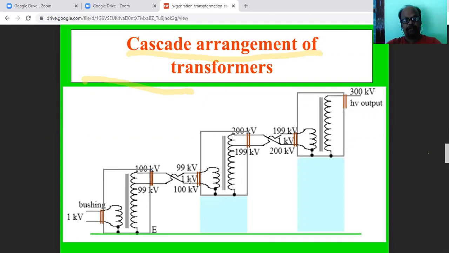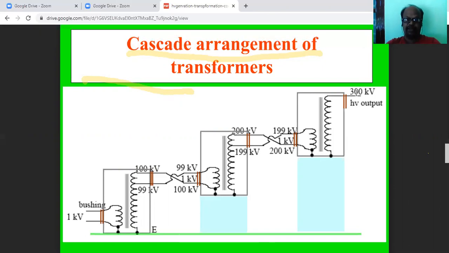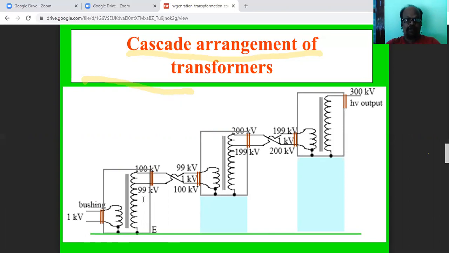That is once again given to another transformer. That is the cascaded arrangement, the second transformer. From that, I can once again step up to 200 or 199 kV. Then once again I can get 300 kV. So from a 1 kV supply, I can step up to 300 kV using a cascade arrangement of transformers. In this arrangement three transformers are used, so the secondary output of one transformer will be the primary input of another transformer.